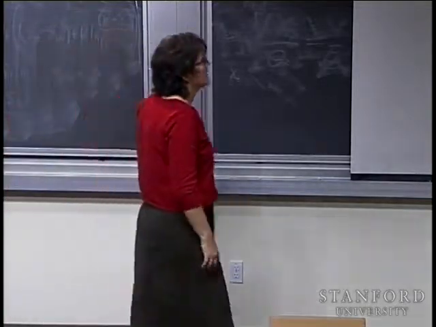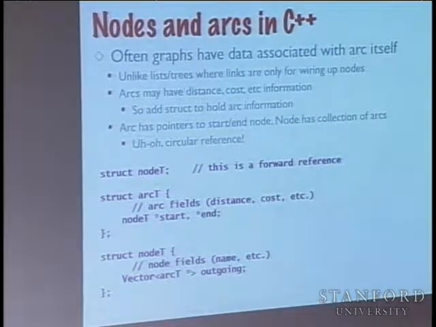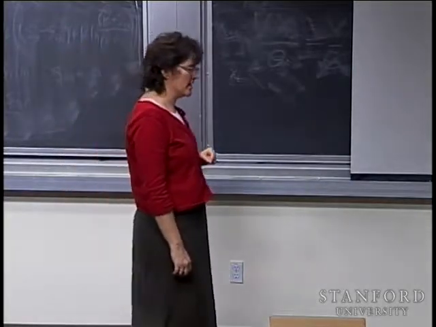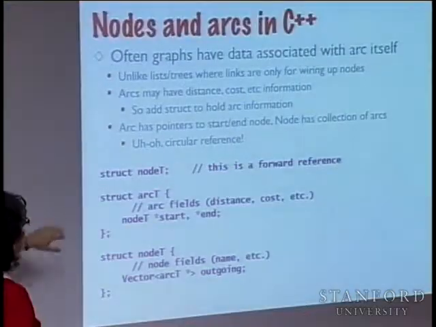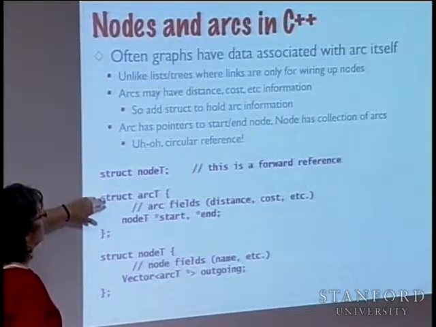What are we going to do? What we need to do is use the C++ forward reference as a little hint to the compiler that we are going to be defining a node T structure in a little bit. We're going to get to it, but first we're going to define the arc T structure that uses that node T, and then we're going to get around to it. So we're going to give it a little heads up that says, in Act 2 of this play, we're going to introduce a character called node T.